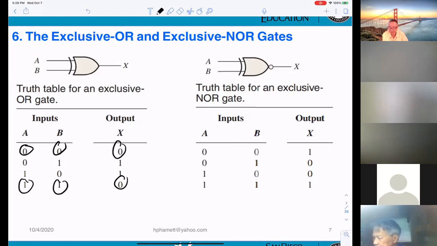And another one, they get a bubble. That means NOT: exclusive NOR. Just the opposite of the exclusive OR. That's it. So that's not too many gates. Okay? AND, OR, exclusive OR, exclusive NOR, inverter. You get 7 gates. You need to memorize how each one works.